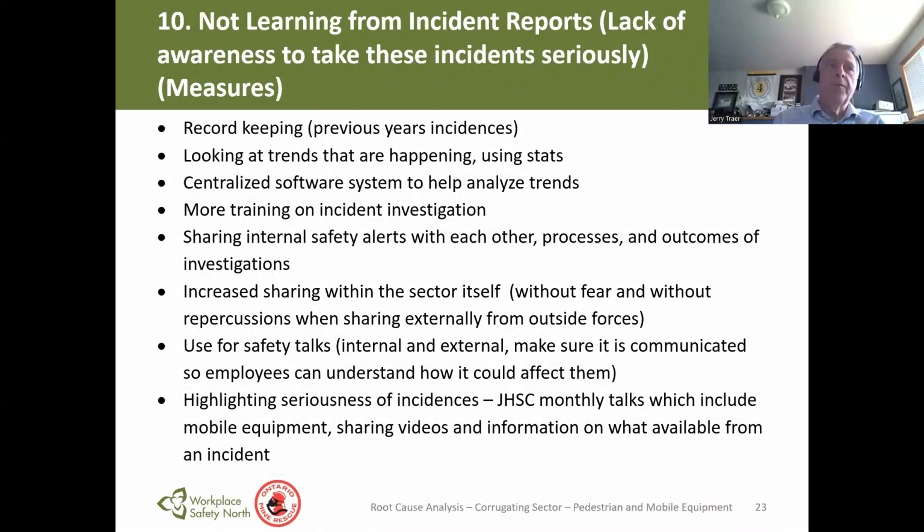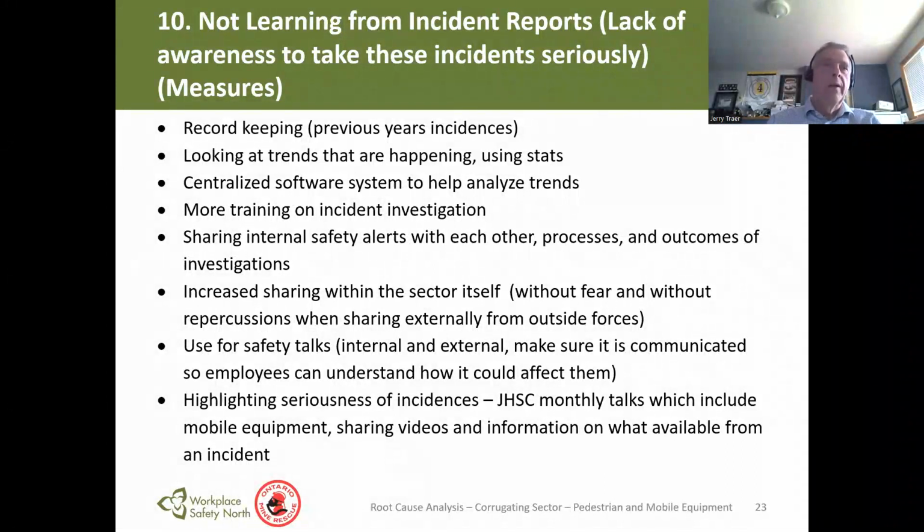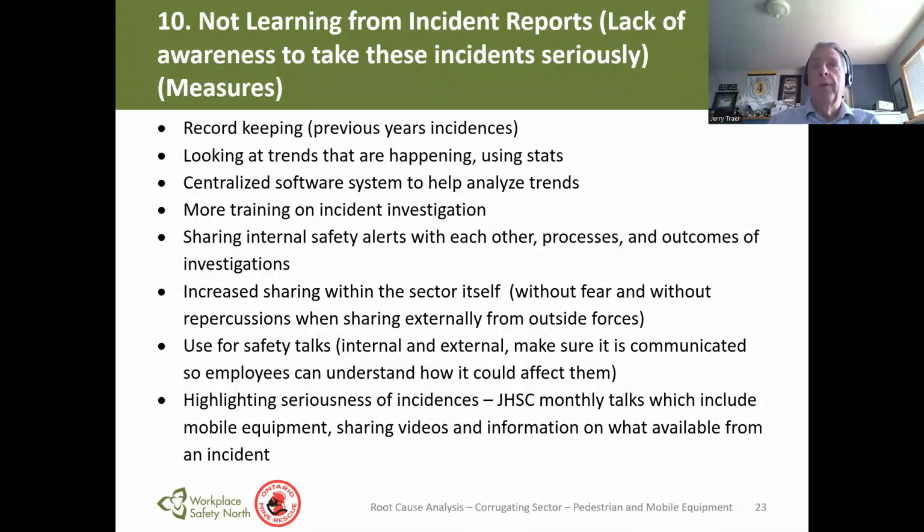Again, this used to be a fairly significant thing we used to do in the corrugating sector, where a lot of the incidents that occurred would be shared amongst all the corrugating companies. So kind of going back and starting to do that again. Again, increase sharing within the sector without fear or repercussion when sharing external from outside forces. So use of safety talks, and then highlighting seriousness of incidents, having the committee monthly talks, which include mobile equipment, sharing videos and information on what's available from an incident.